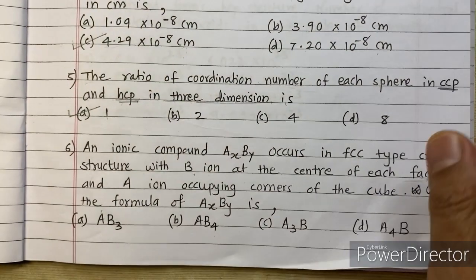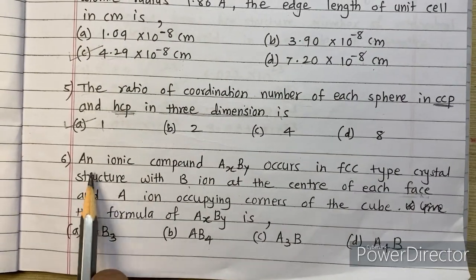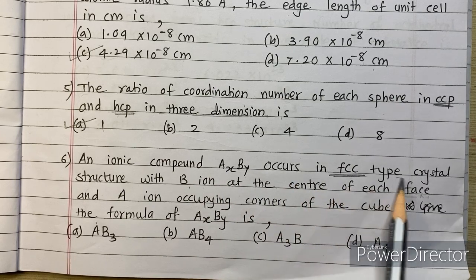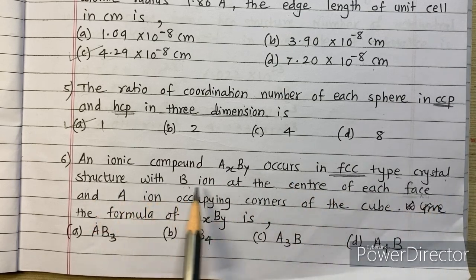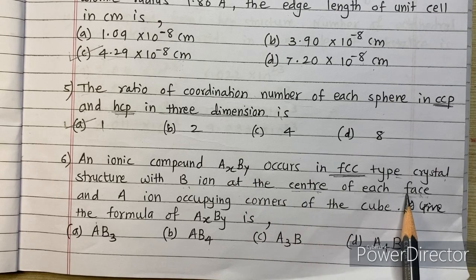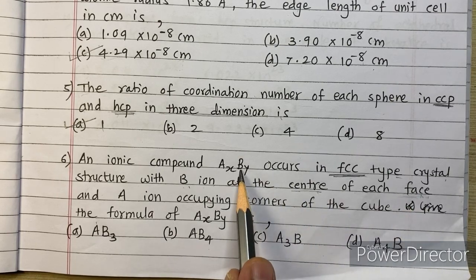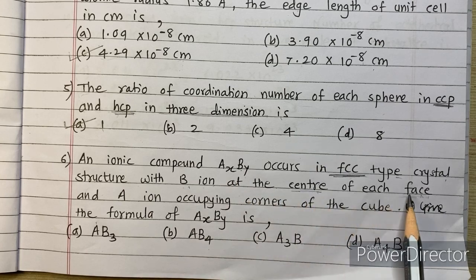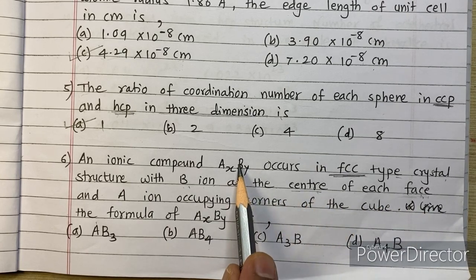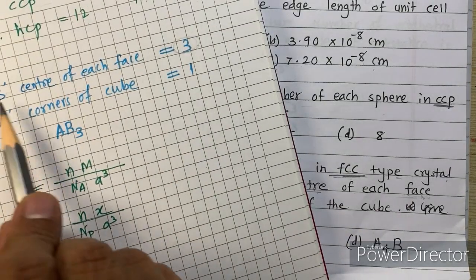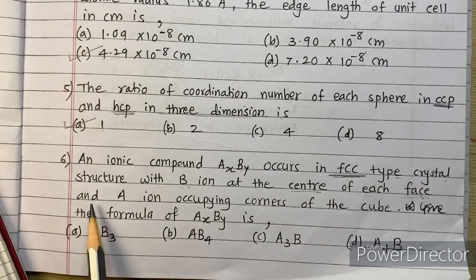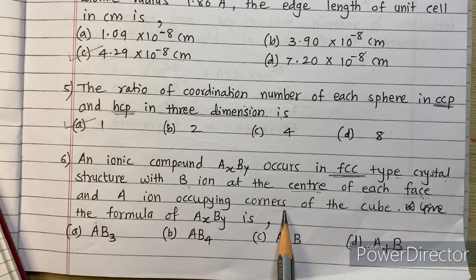Okay, next question. An ionic compound AXBY occurs in a FCC type crystal structure with B ion at the center of each space. Okay, B ion present at the center of each face. Therefore, B ions are 3. Okay, you know that. Next, A ion occupying corner.